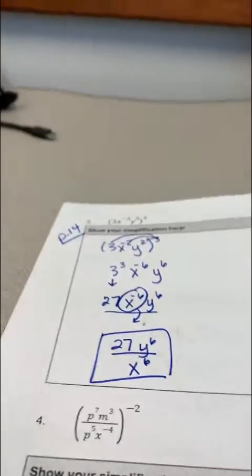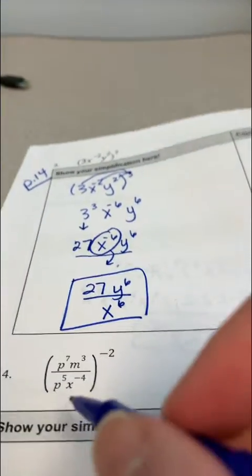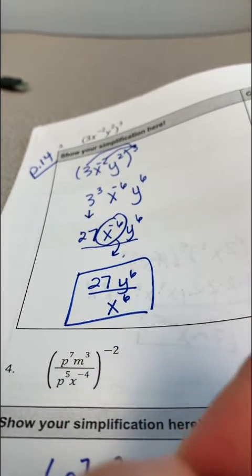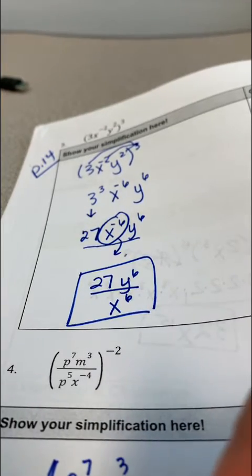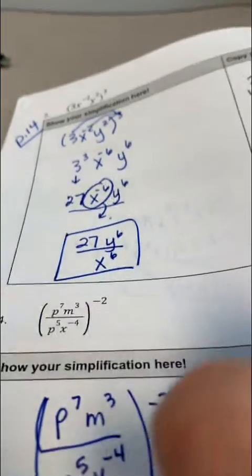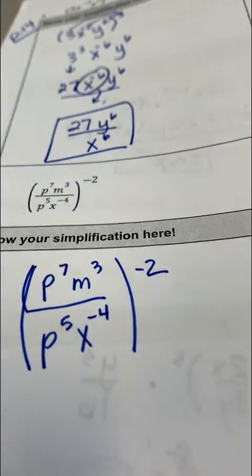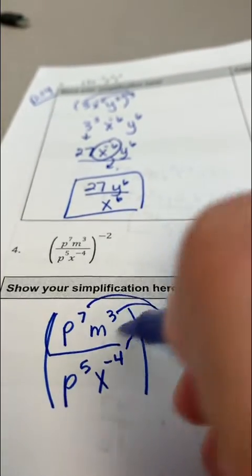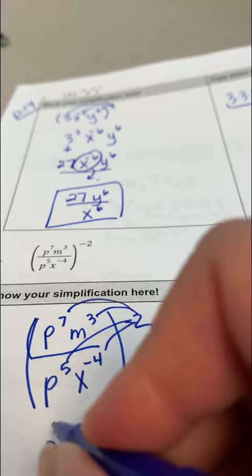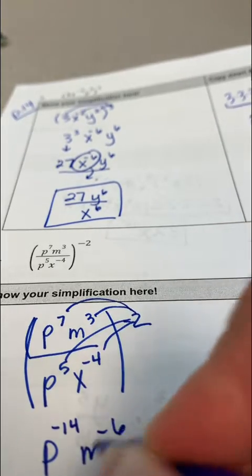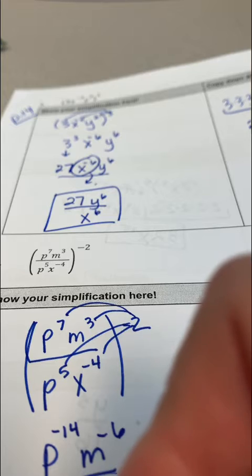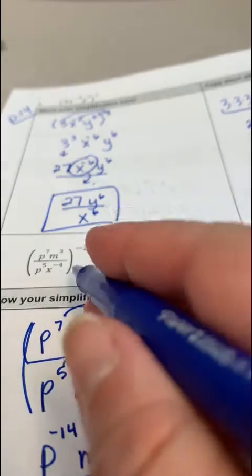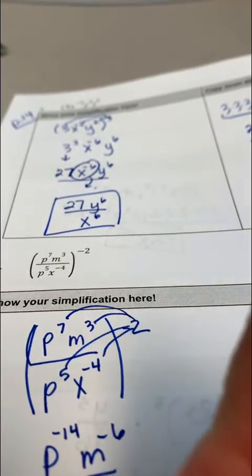The last one here for the day was we have the same thing with a -2 here. So the first one I'm going to do is, again, distribute it in. Just rewriting the problem first. Okay, there we go. And again, pause at any time here. I distribute the -2 to all the exponents, so I'm going to multiply them. P to the -14, M to the -6, P to the -10, and X to the negative times a negative there, so -4 times -2 would be +8.